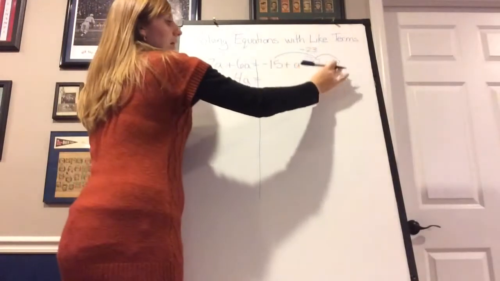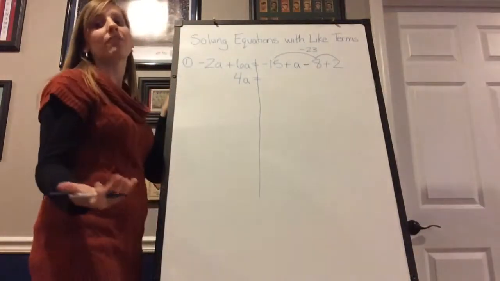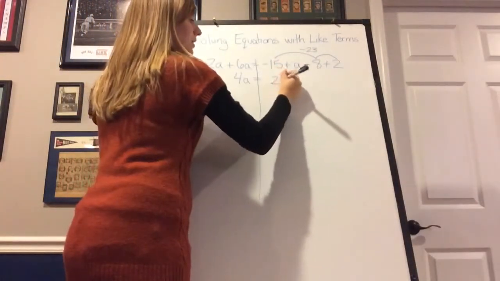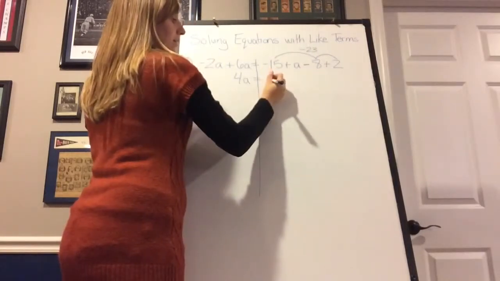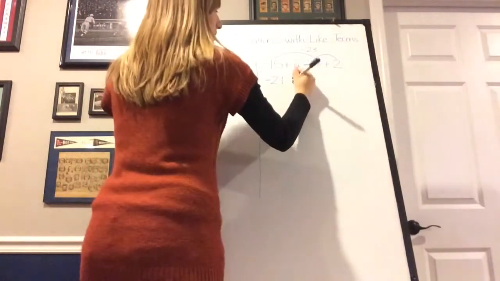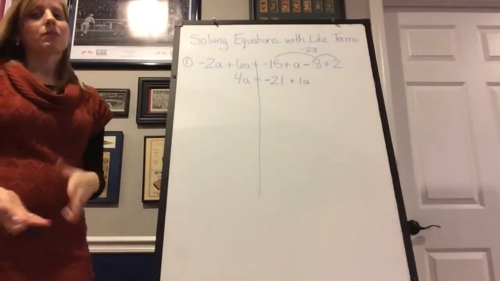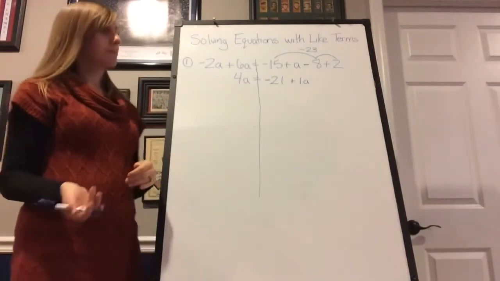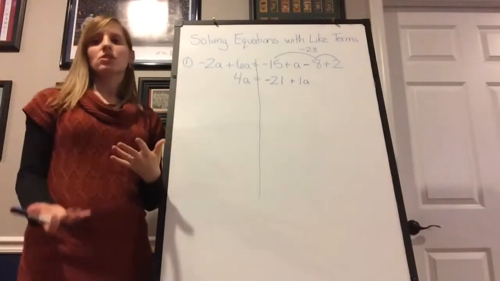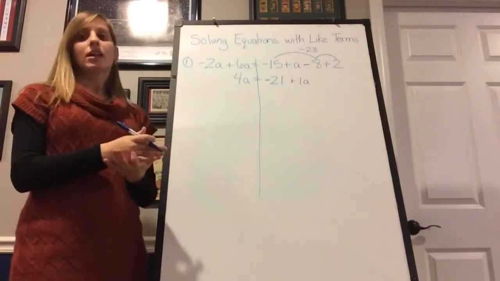Now, I still need to combine that with the positive 2. Here, the signs are different. So if the signs are different, remember we have to subtract. So 23 minus 2 is 21, and you will keep the sign of the bigger number. So it's negative 21. Now, this plus a just comes down. I'm going to go ahead and put the 1 in front. Just helps me remember that there is a 1 there. They just didn't write it. So once we have our equation simplified, now we just go into solving it just like we did with the previous equations that we've solved in other lessons.